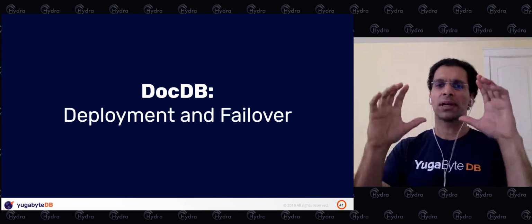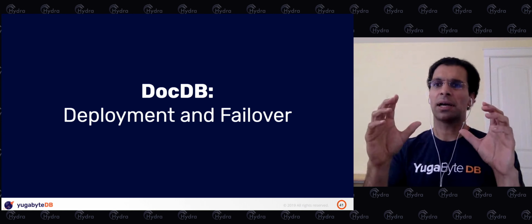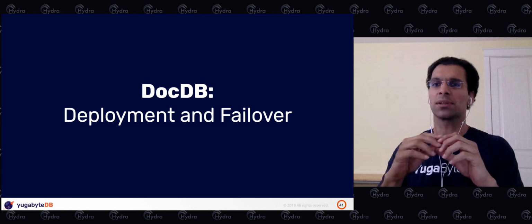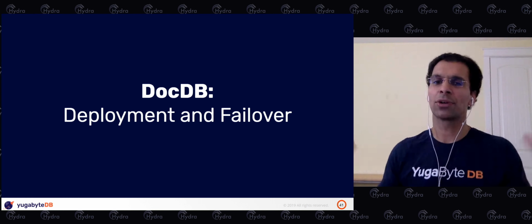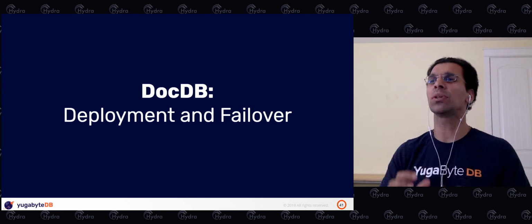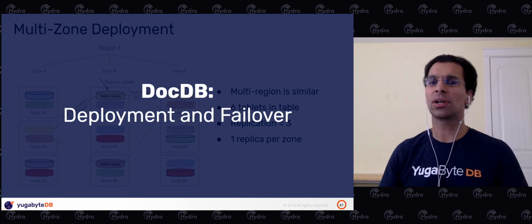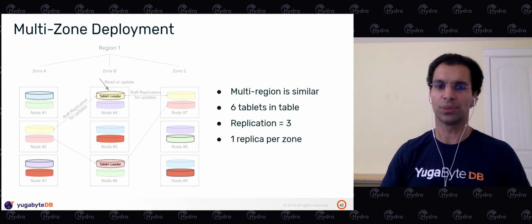So, to recap, we talked about how data is split in a table, then how it's replicated, then how that data is stored in each replica. Now we're going to put it all together. How does this whole thing come together and actually look in a deployment? And how does the failover work?